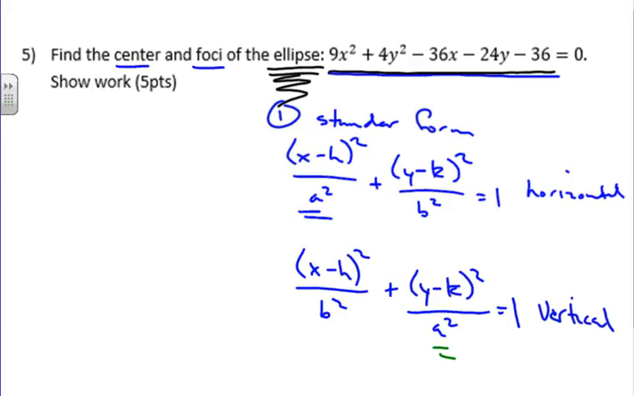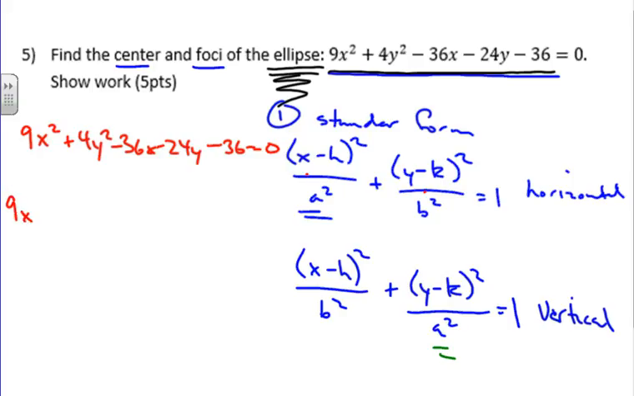So when you have this, you're going to have 9x squared plus 4y squared minus 36x minus 24y minus 36 equals 0. Now the first thing we want to do, since we have both squares on the same side, is get all the x's together and all the y's together. So we're going to group them together.